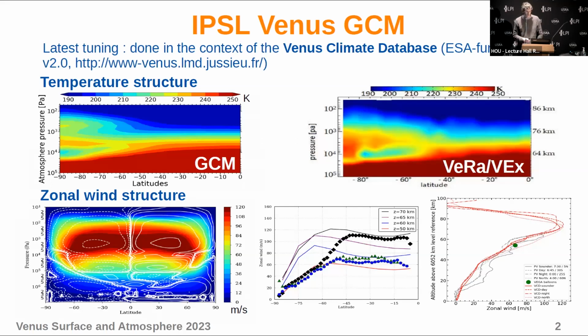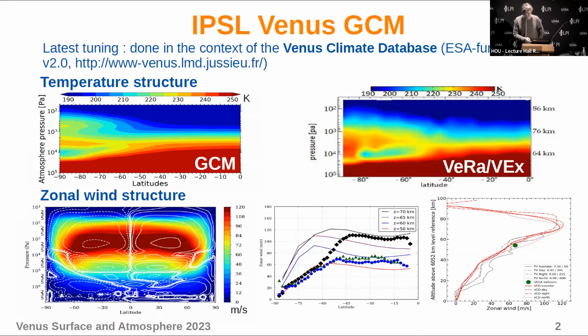So here on these plots, you can see on the left the temperature structure from the GCM compared to, on the right, the VeRa Venus Express distribution. You can see that we can have the cold collar quite nicely, except that it's closer to the pole.